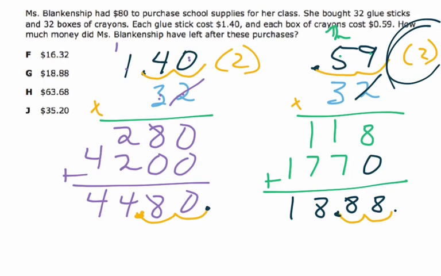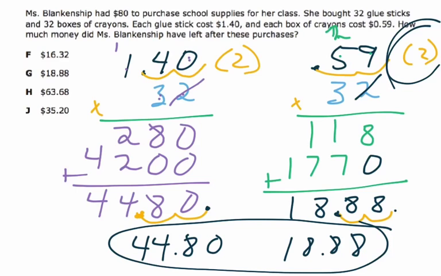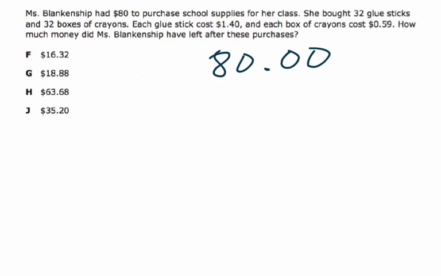So we know that Miss Blankenship here first spent 44.80 on glue sticks, 18.88 on crayons. We need to figure out what the sum of these two was. So we can add them together, subtract from 80, and we should get our answer. So 44.80 and 18.88.